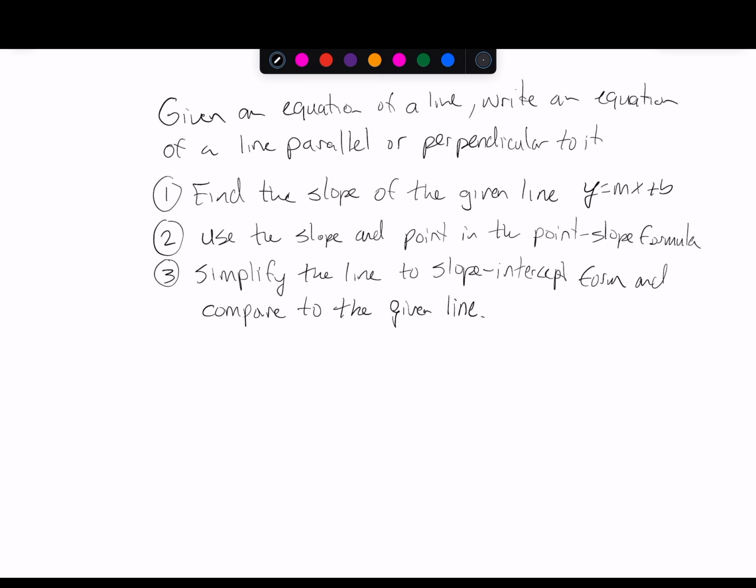Then we can use the slope that we found and the point we were given in the point-slope formula to be able to create the new equation. Then we can simplify that equation to slope-intercept form, and then we can compare it to the line we were given. So let's try an example where we write the equation of a line parallel to a given line passing through a given point.